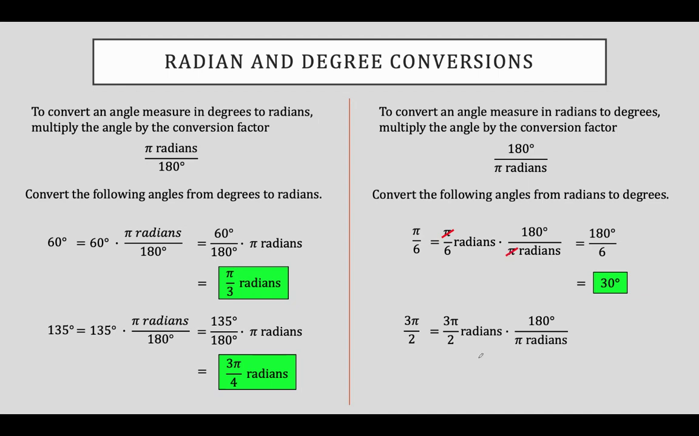Let's convert 3 pi over 2 radians to degrees now. Again, I start with 3 pi over 2, and I multiply by 180 degrees divided by pi radians. Notice the pi radians in both are going to cancel out. I have 3 times 180 divided by 2. 180 over 2 is 90. I can think of this as 3 times 90 degrees, which gives us 270 degrees.